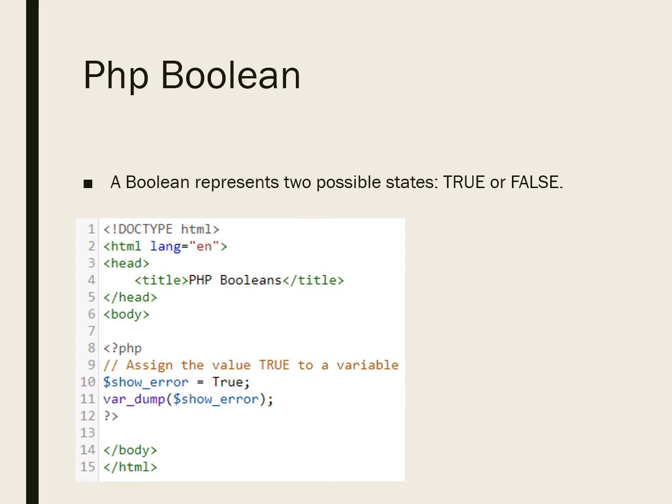So let's have a look at an example of PHP code listed below for the Boolean case. In this, the title is listed as PHP Booleans, head and body tags are listed, and the PHP code is stored. We assign the value true to a variable. Then there is a message showing show error. The variable dump will simply display this message as show error. The true value is showing show error. Simply the result will be in the form of true or false. If the value is true, it will show true, and if the value is false, it will show false. These are both cases of the PHP Booleans.